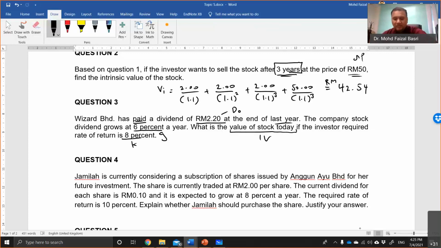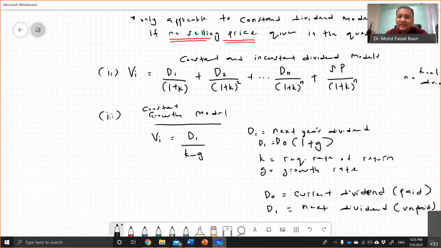By the way, when we have this K minus G thing, we assume that K, the required rate of return, is always bigger than the growth rate. K must be bigger than G. It shouldn't be the other way around, or else you will have a negative. Because the formula is K minus G, right? So K shouldn't be lesser than G. Or else you cannot compute the model. How can you have a negative? So our assumption is that K must be bigger than the growth rate.